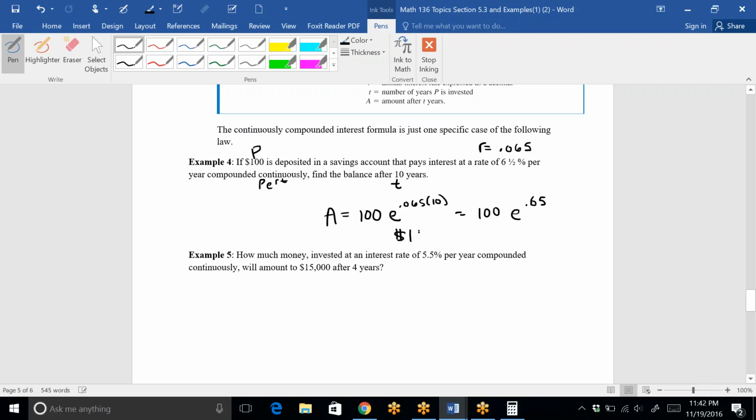After 10 years, we'd have $191.55 as our balance. Now, if they asked you how much interest you earned, you would subtract the $100 you originally deposited, and so we've earned $91.55 in interest.